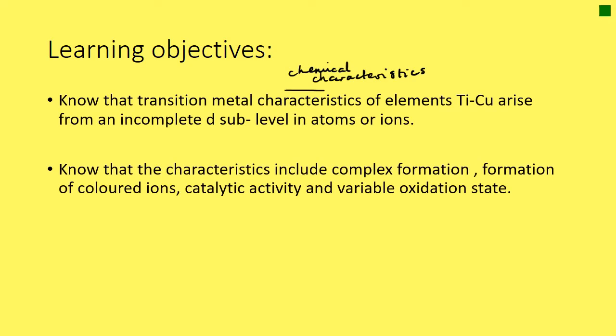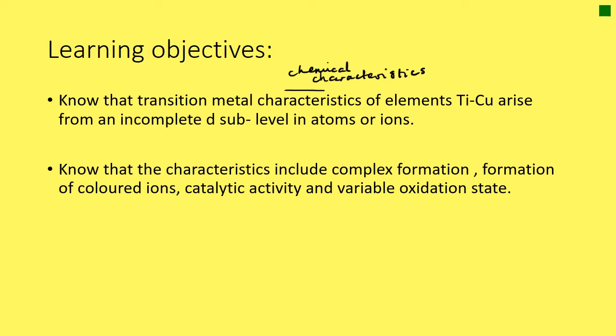Okay, we have just two learning objectives for this video lesson, the first of which is we want to know that the transition metal characteristics of the elements titanium to copper arise from an incomplete D sublevel. So that's to do with the electronic structure in the atoms or the ions. So the characteristics come from the incomplete D sublevel.